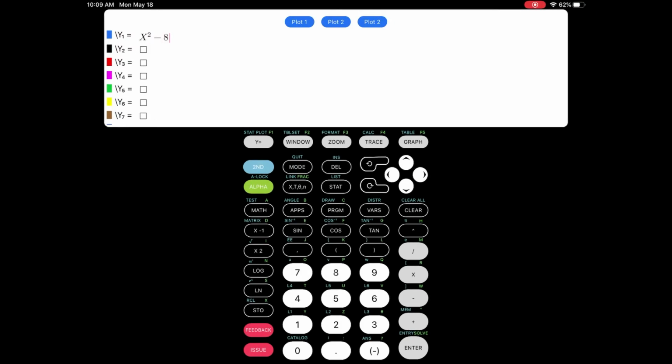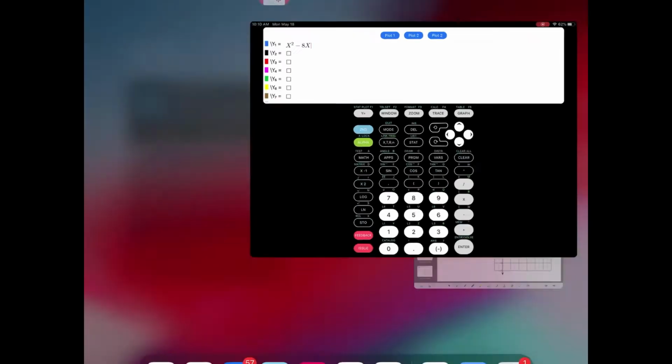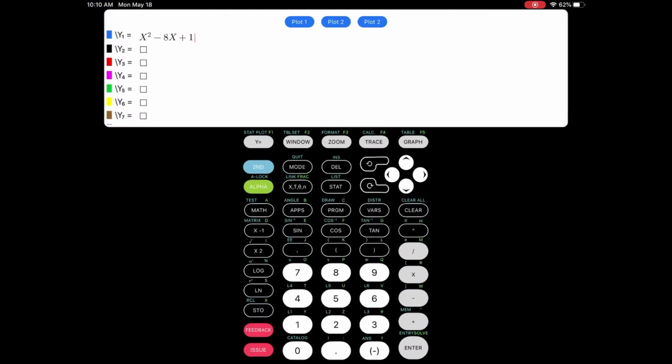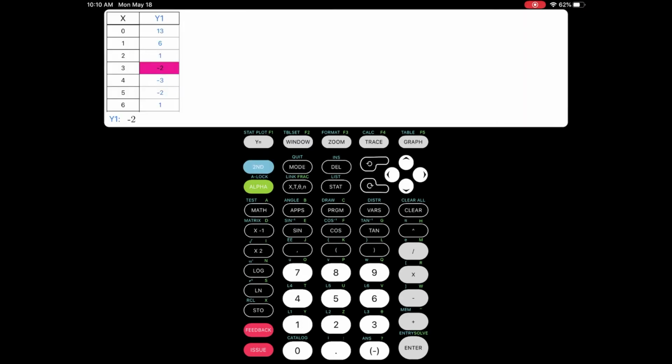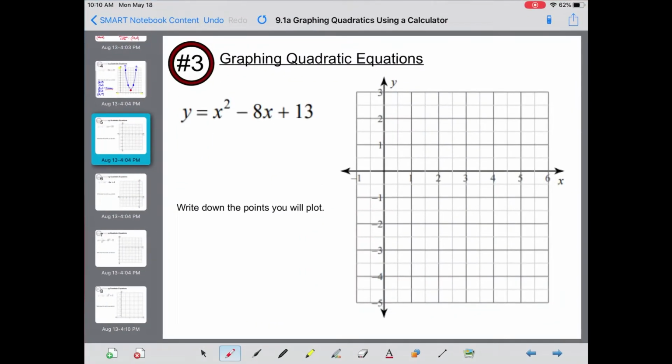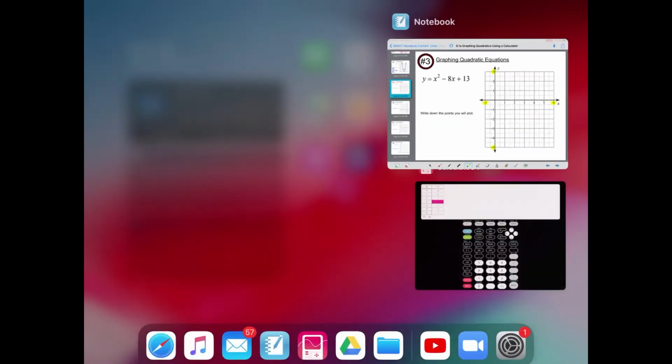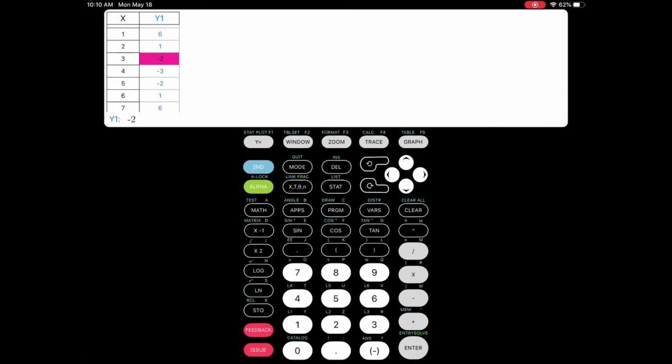Y equals x squared minus 8x plus 13. Go to y equals, clear it out. X squared minus 8x plus 13. Here's our graph, and here's our table. So what can fit? Again, x from -1 to 6, and y has to be lower than 3 and larger than -5. So -1 to 6, let's see.